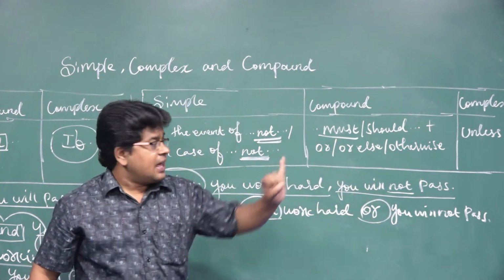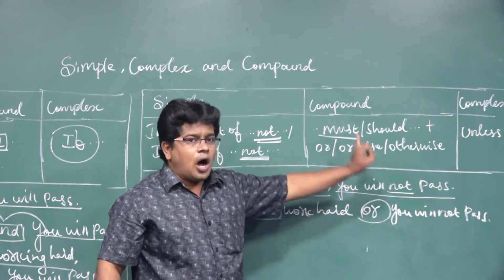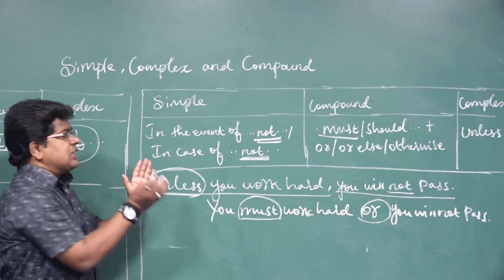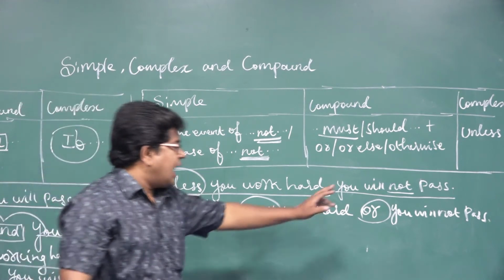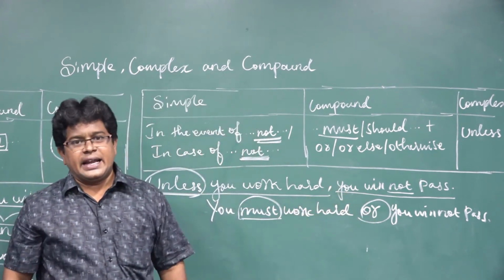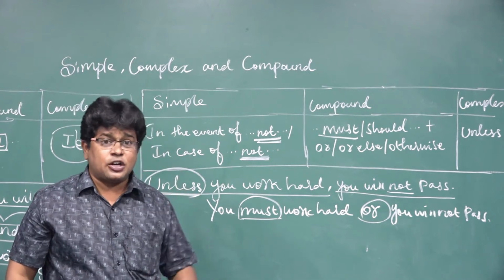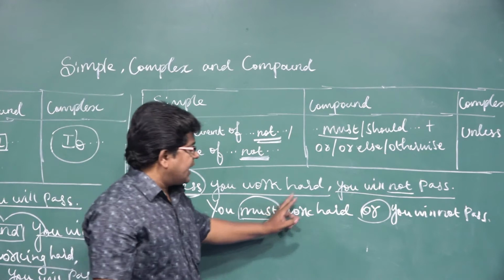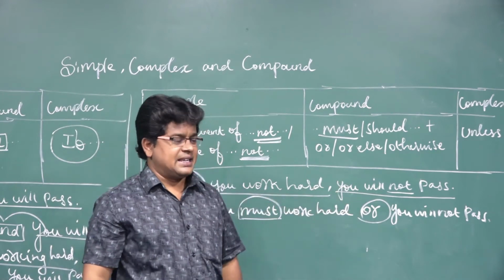Whenever "or" is there, we can use "or else" or "otherwise". In the compound sentence, I have removed the subordinate conjunction and introduced the coordinate conjunction. What is the work of a conjunction? The coordinate conjunction connects the two sentences, so it has connected the two main clauses.